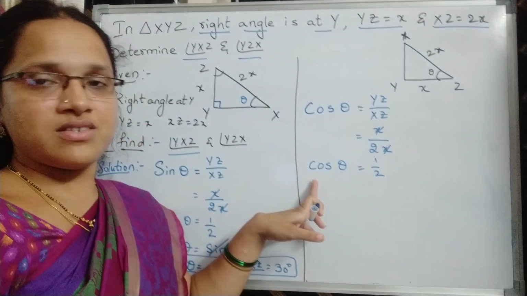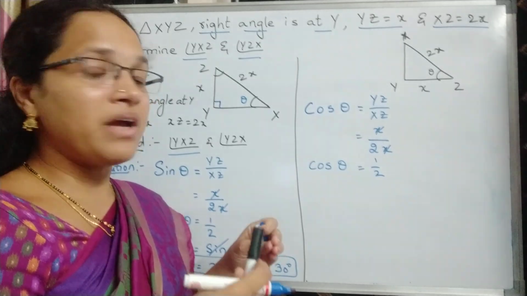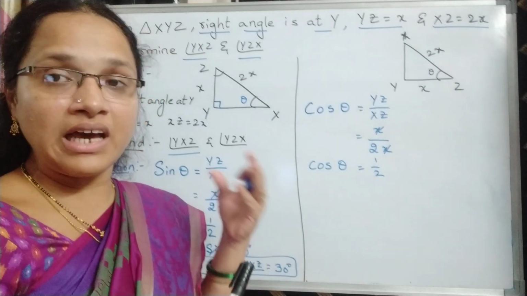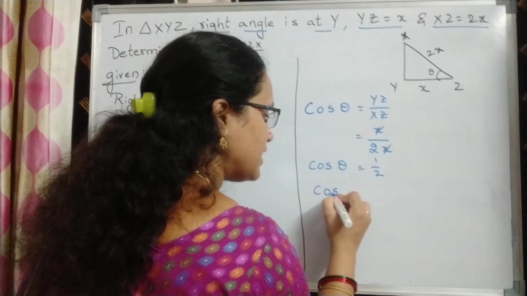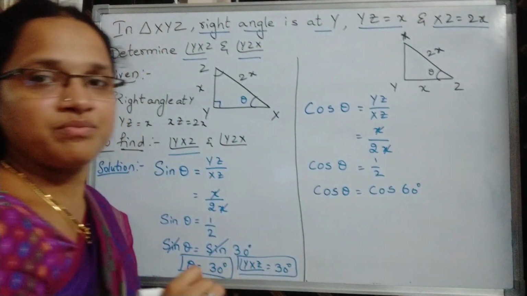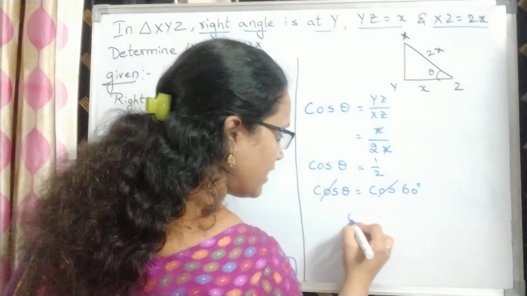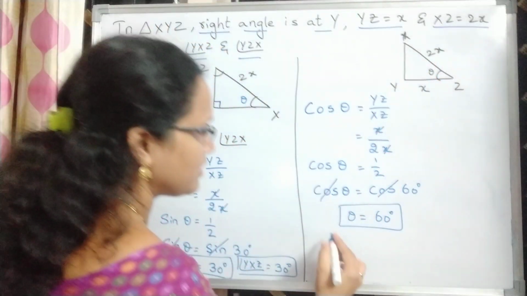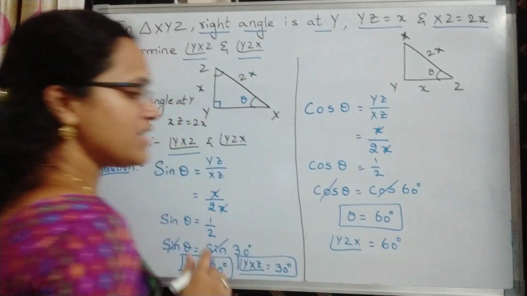In cos, where does this 1 by 2 exist? You should recollect the trigonometric table and under which angle 1 by 2 exists. So cos theta is equal to cos 60 degrees, because cos 60 degrees is 1 by 2. Now cancel the cos, and theta is equal to 60 degrees. Here theta is nothing but angle YZX. YZX is equal to 60 degrees.